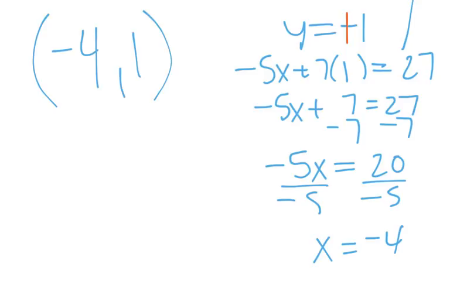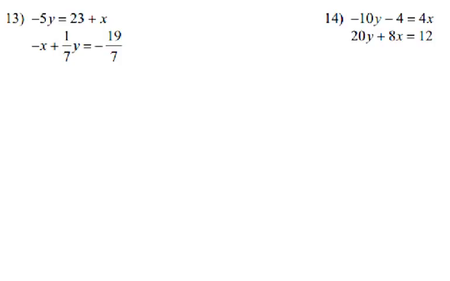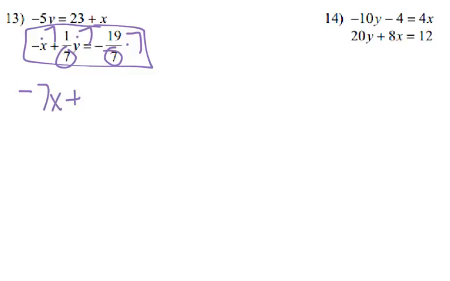And that's part of the problem with systems, is one small mistake like that totally screws up your answer. So you've got to be aware of those. Okay, 13 and 14. Ugh. Now, first of all, these are fractions. Notice they have the same denominator. We are multiplying this whole thing by 7 to begin with. So negative 7x plus 1/7 times 7 would give us y equals, those would cancel out, giving us negative 19.